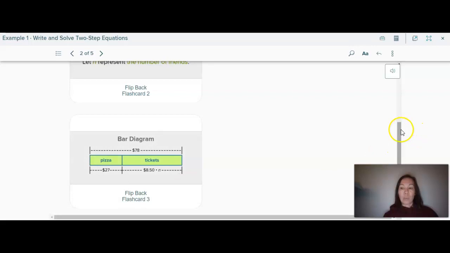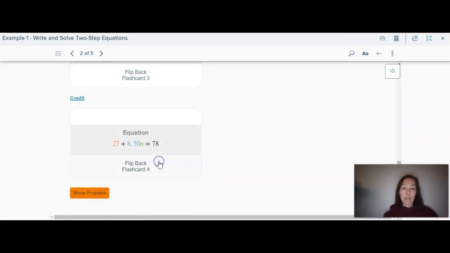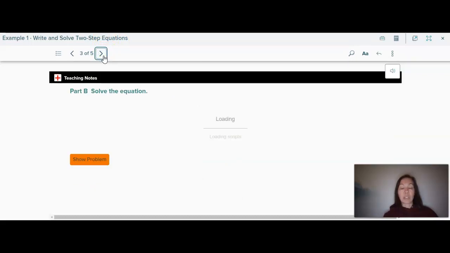Now, one way you can model this is with a bar diagram. We haven't really looked at bar diagrams, but it's pizza plus tickets. Pizza's $27, tickets are $8.50 a person, and we spent $78 altogether. So our equation could look like this: 27 plus 8.50n equals 78. $27 for pizza plus $8.50 a person, and $78 spent altogether. So now that you have the equation, then you solve the equation.